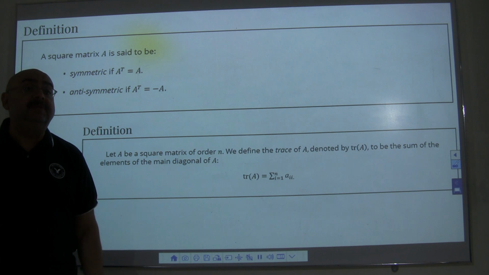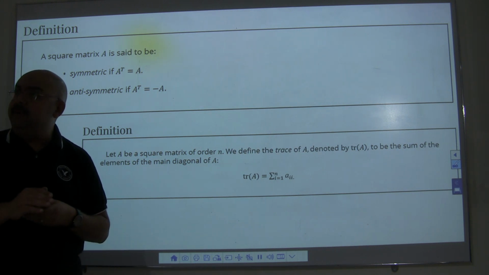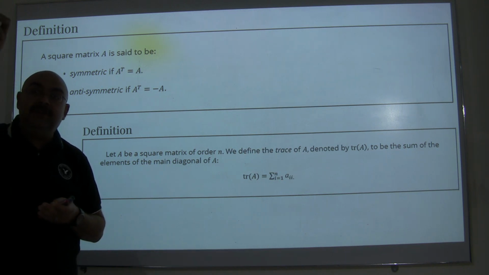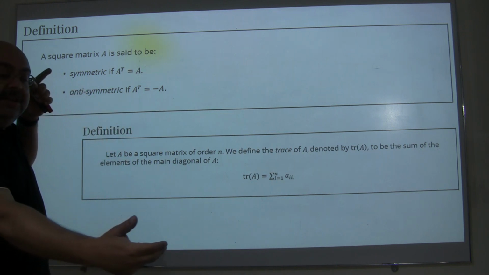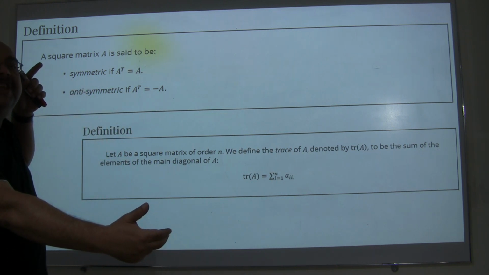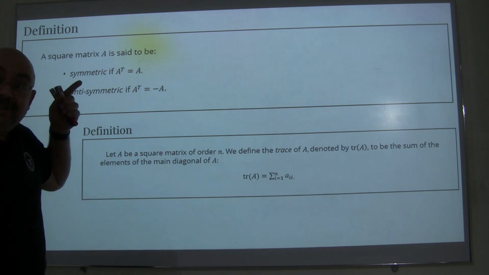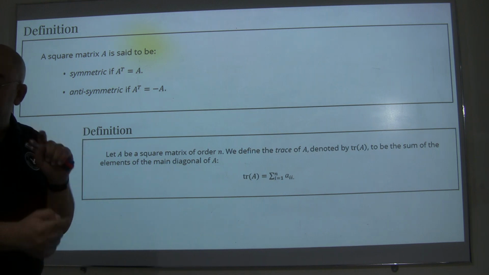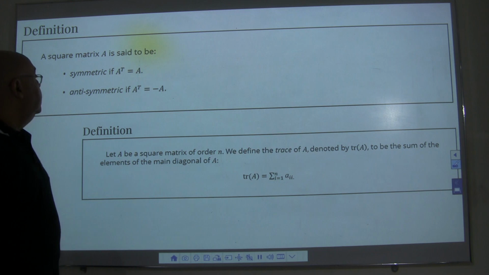We have defined this previously. Anyone knows what's the trace of a matrix? Rami, do you remember? Trace of a matrix. Jalal? The sum of the diagonal elements. It's called the trace of a matrix. It is the sum of the diagonal elements. Okay? That's what's called a trace of a matrix.